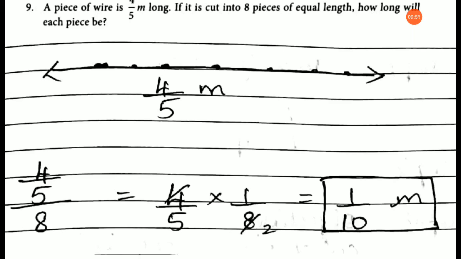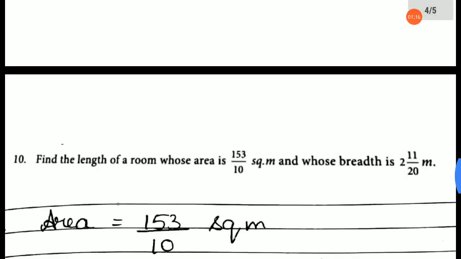So 4 by 5 divided by 8 is equal to 4 by 5 into, the 8 is in the denominator. 8 by 1 is in the denominator. When it is coming up, it is being converted into 1 by 8, and you can solve and write the answer. Clear, children? Now 10th one.